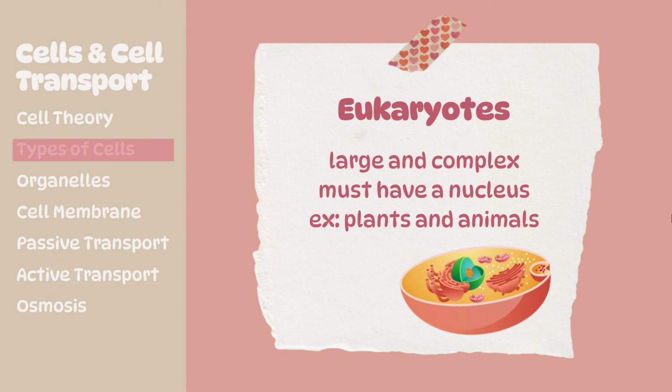Eukaryotes are the other category of cells. These are much larger than prokaryotes. They're complex, they have a lot of different organelles in them, and they will always have a nucleus, which is the center of the cell, it's the control center, and the job of the nucleus is to protect the DNA for this eukaryotic organism. Plants and animals are both examples of eukaryotic cells. Those are the 2 that you should definitely know.